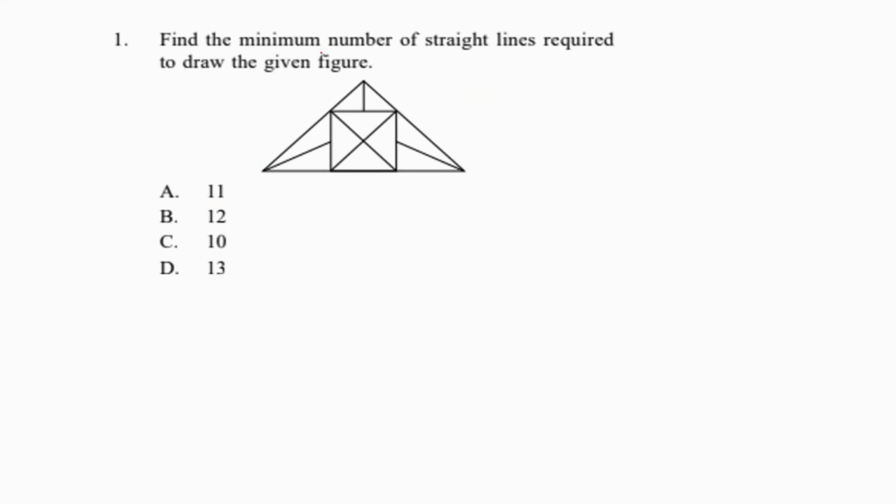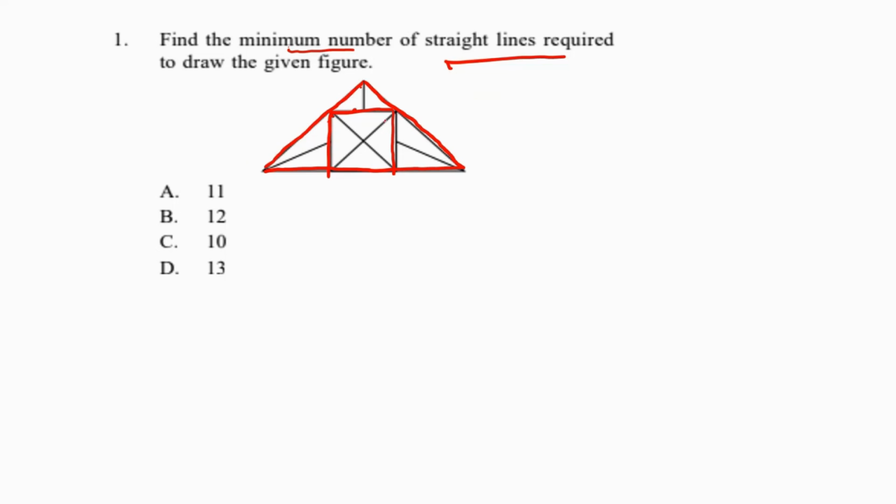Okay, so we have our first question over here. Find the minimum number of straight lines required to draw the given figure. If you are asked to draw the minimum number of straight lines for a picture, it's very easy. What we have to do is we simply have to draw above the figure that would help. 3 lines for the border of the triangle, 1, 2, and 3. 1, 2, and 3 over here for the rest of the sides of the square.